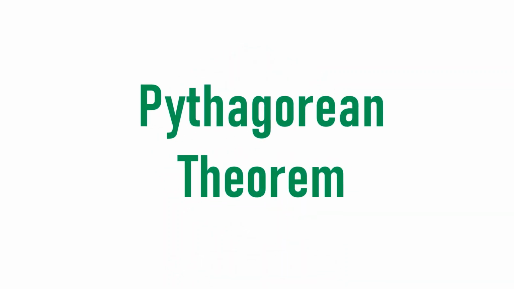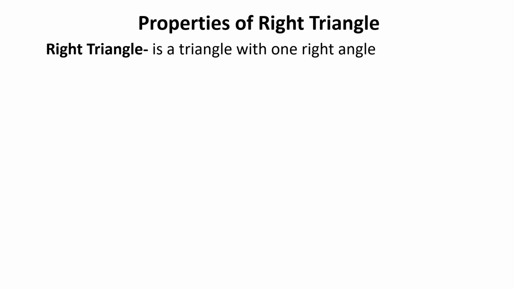Pythagorean Theorem. Today, we will discuss the Pythagorean Theorem, but before we proceed, may we have a short review on the properties of a right triangle. Remember that the Pythagorean Theorem only works on the right triangle. So, let us first define what a right triangle is. A right triangle is a triangle with one right angle.